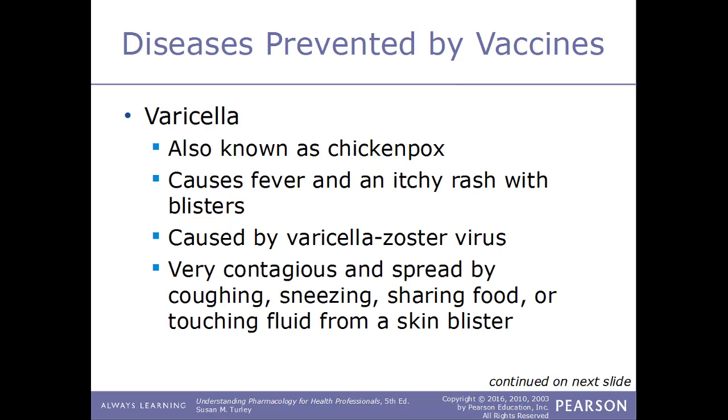And the last disease that we'll talk about that's been prevented by a vaccine is varicella. It's also known as chickenpox. Now, this causes a fever and an itchy rash with blisters. And this is caused by the varicella zoster virus. It's very contagious and spread by coughing, sneezing, sharing food, or touching the fluid from a skin blister.